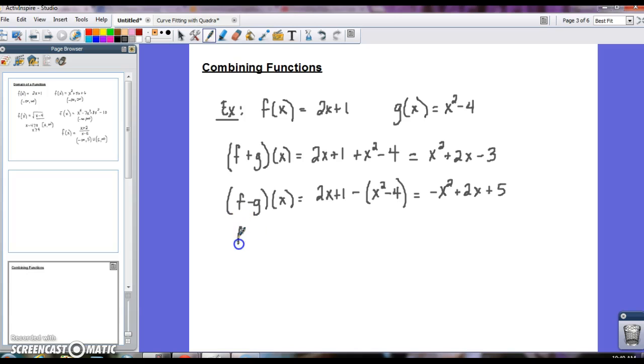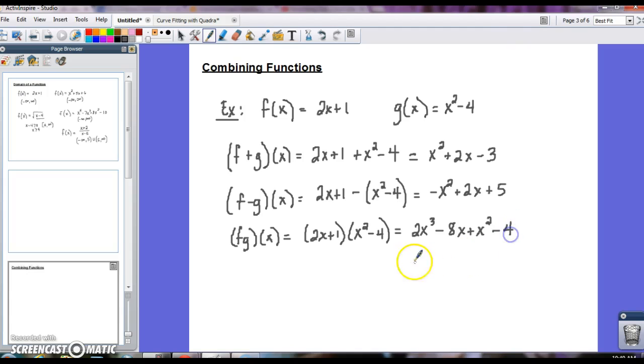Multiplication of functions, fg of x, just means you're multiplying them together. 2x plus 1 times x squared minus 4. And you just FOIL that. 2x cubed minus 8x plus x squared minus 4. And if you clean that up, 2x cubed plus x squared minus 8x minus 4. Very straightforward. Notice all of these are polynomial functions, so there are no restrictions on my domain in any of these.